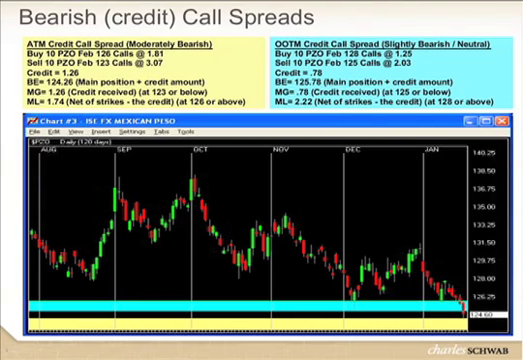This is a moderately bearish spread. Now you can see that the 126 calls are only $1.80. I get to sell the 123s for $3.07, so I bring in a net credit of $1.26.